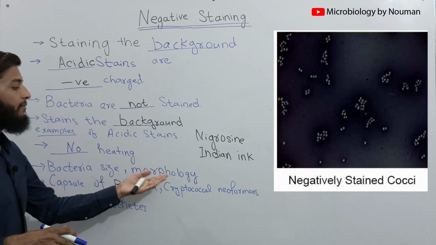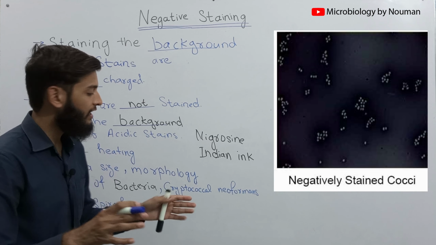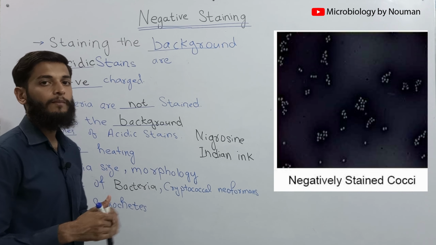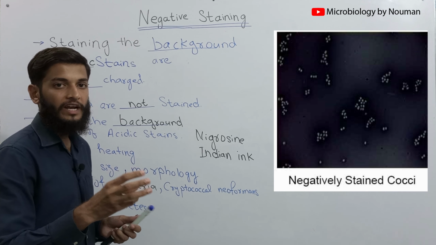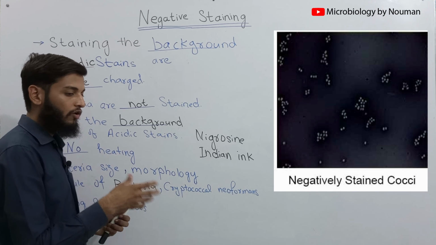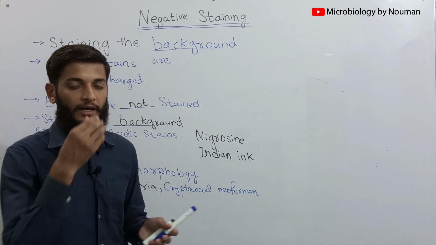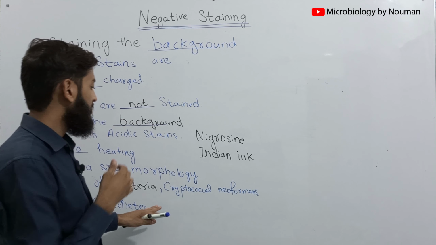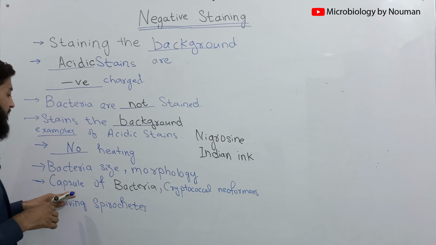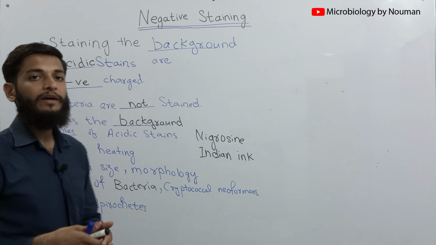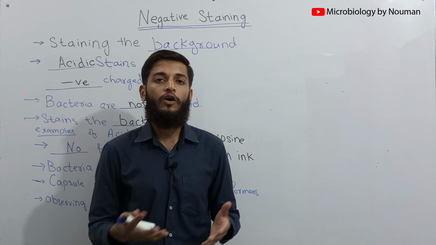Also, after the staining method, all the bacteria will be colorless, so we can identify whether a bacteria is round in shape, that means it is a cocci, or rod shape, that is a bacilli. Also, this method can be used for determining whether a bacteria contains a capsule or not.